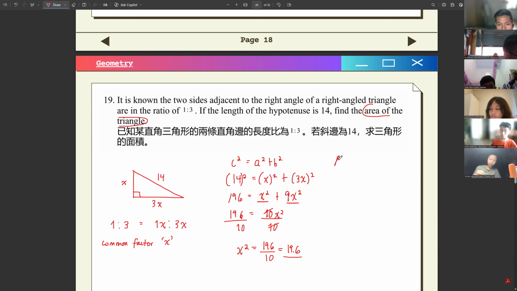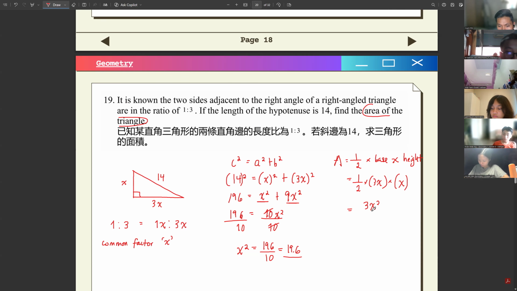Find the area. Area of a triangle is just 1/2 times the base times the height, right? In our particular problem, our particular figure, our base we denoted as 3x. Our height is just x. So this is just 3x times x, that's 3x squared all over 2, right? This is our area. So we already know the value of x squared. We didn't have to find the square root. So we have 3/2 times 19.6, or let's just write 196 over 10.